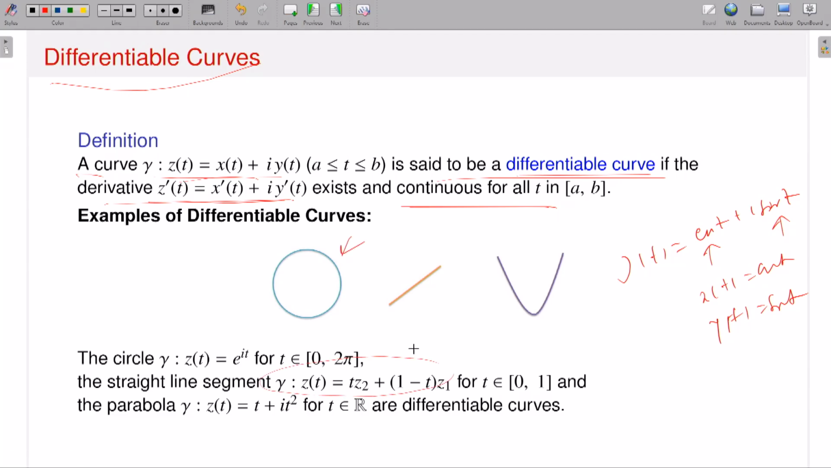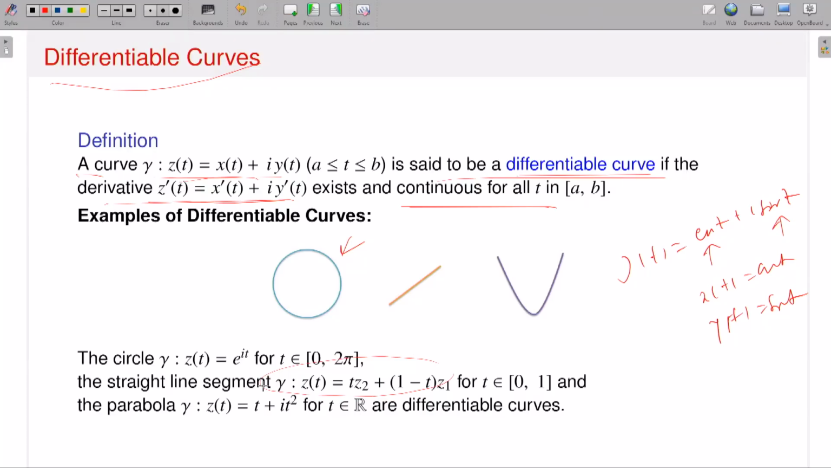What kind of function is this gamma? Again, it is a polynomial in t. It is also infinitely many times differentiable, and therefore, since it is once differentiable and the derivative is continuous, this straight line joining z1 to z2 is also a differentiable curve. Parabola: again, what is the x(t) part? The x(t) part is t. What is the y(t) part? The y(t) part is t squared. Again, it is a polynomial in t. Both functions x and y are infinitely many times differentiable. So my function gamma or z is also differentiable, and the derivative is also continuous. So these are differentiable curves.